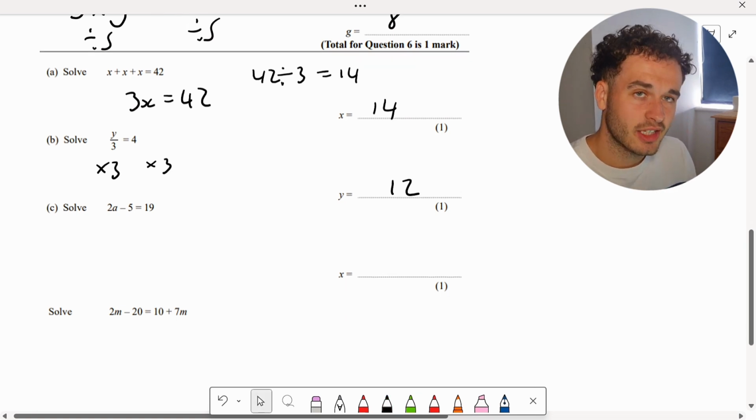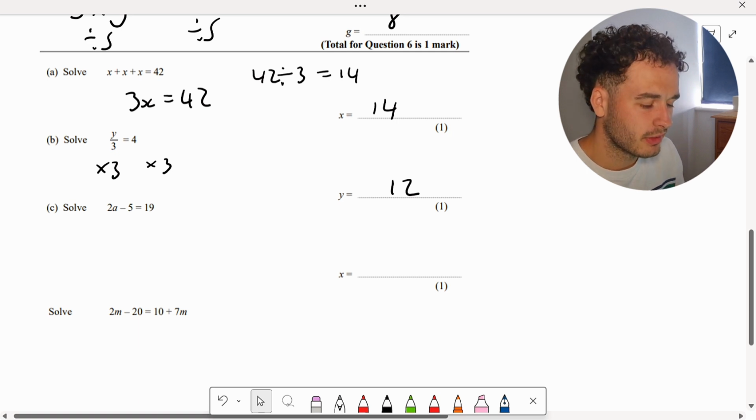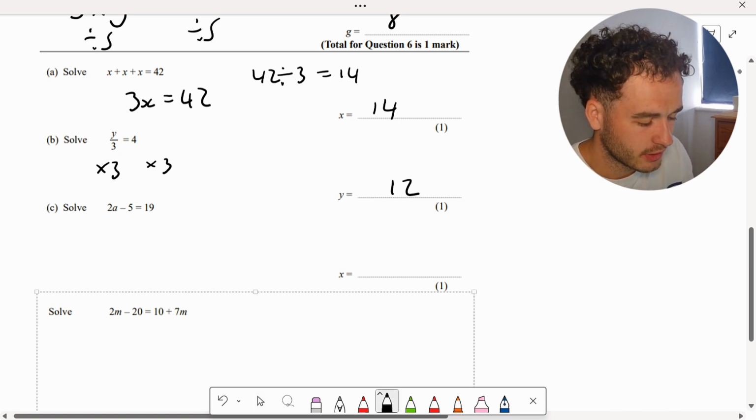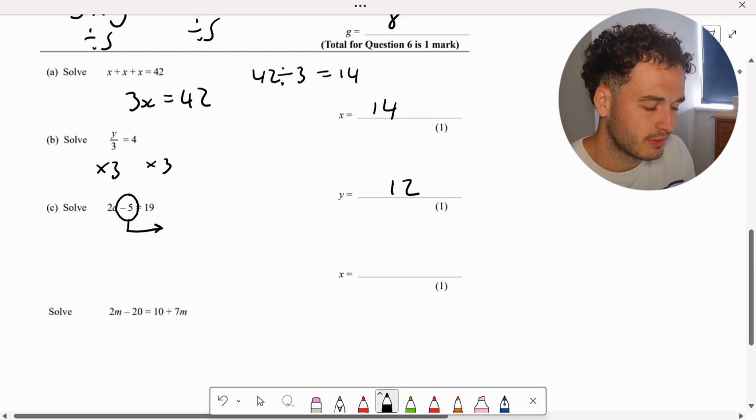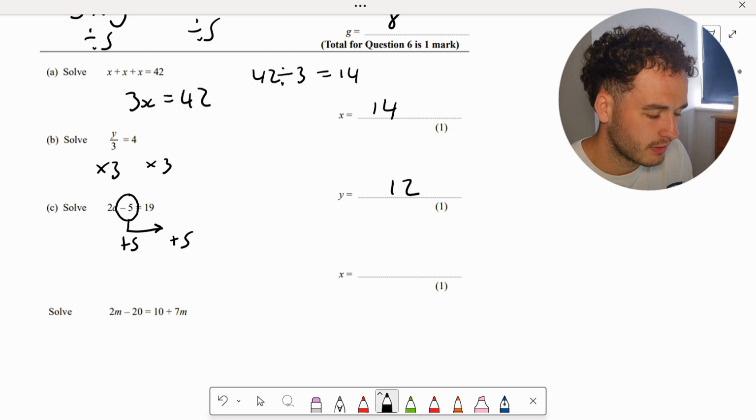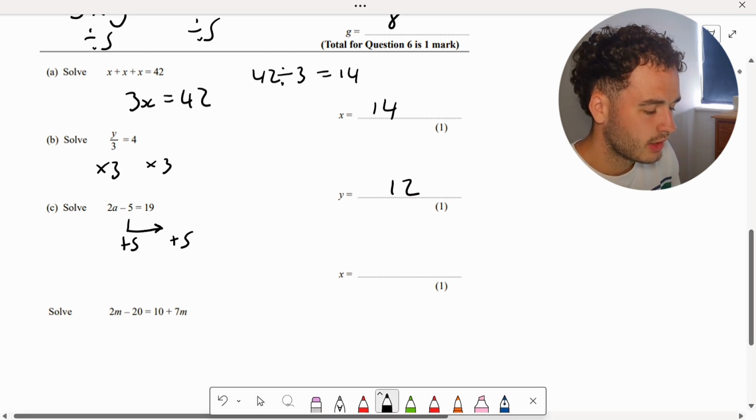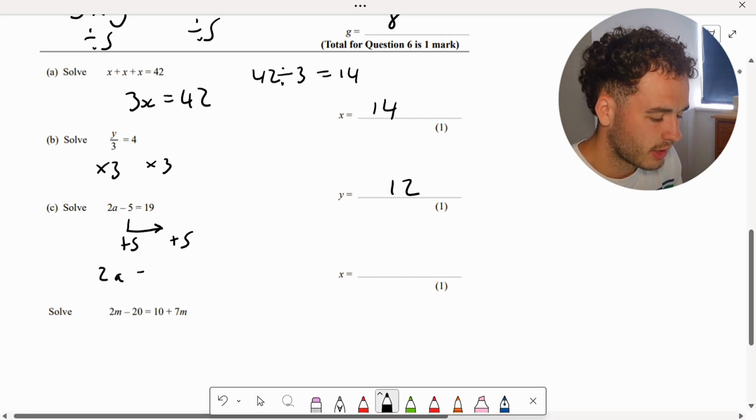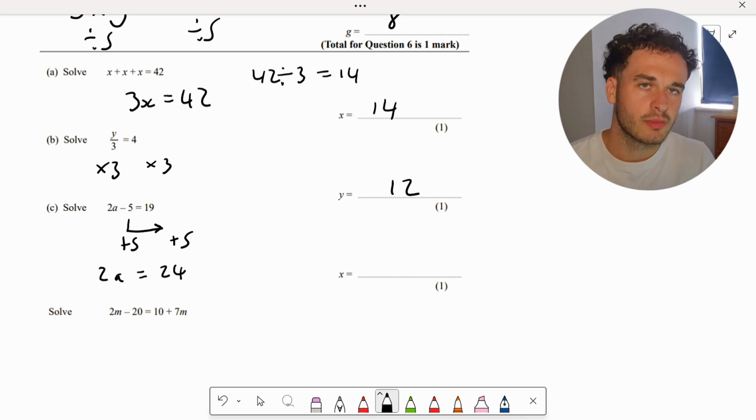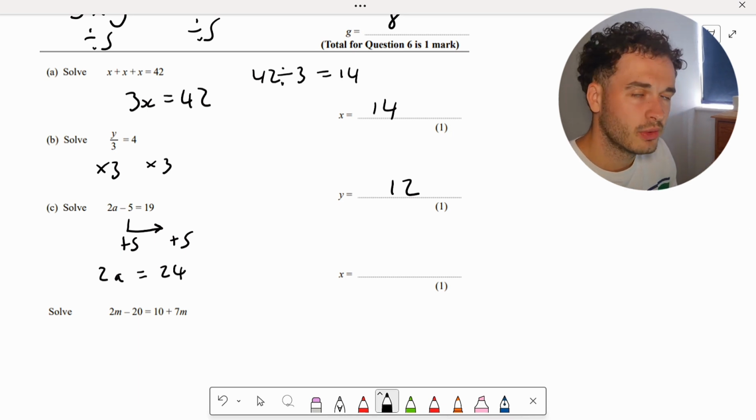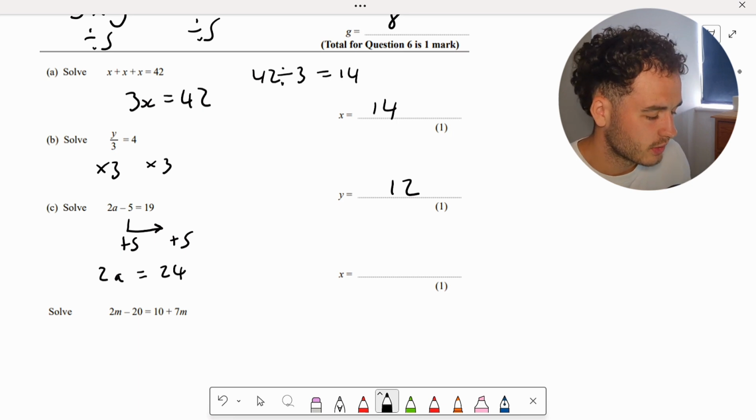Okay, C is a little bit more complex. We need to think about the first problem we have here. The first problem is this minus 5. How do we get rid of minus 5 from both sides? We add 5 to both sides of the equation. Add 5, add 5. So that leaves us with 2a equals 19 plus 5, which is 24. So 2 times something is 24, or 24 divided by 2 is what? And 24 divided by 2, this should be a equals, is just 12.